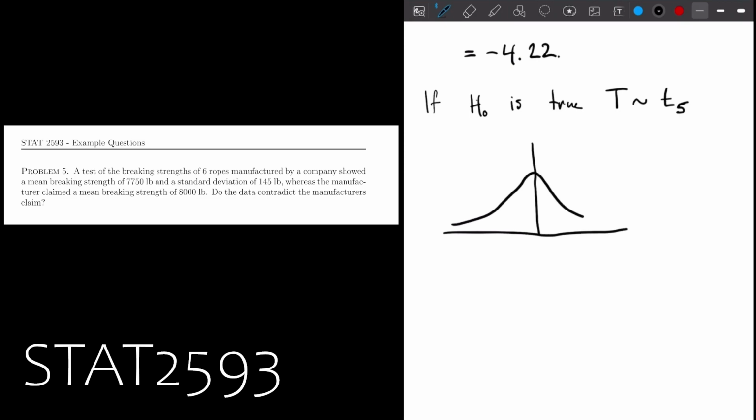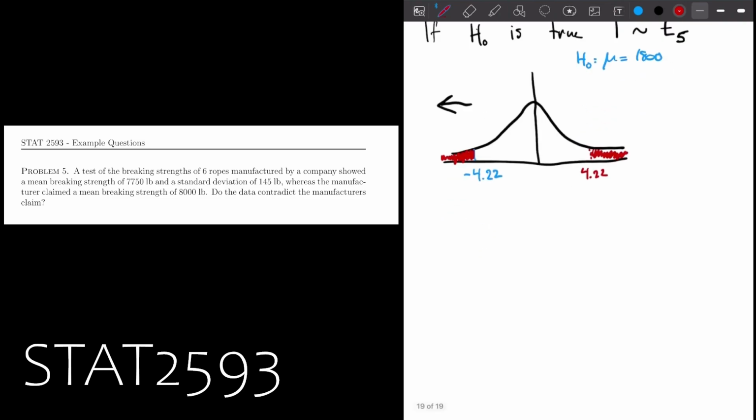So we're going to have this approximately bell curve shaped distribution. And we've observed something that's negative 4.22. And remember, our null hypothesis is that the mean is equal to 1800. So if we ask what constitutes evidence against the null, either values that are more extreme negative, or we want to consider values that are going to be above 4.22, right?